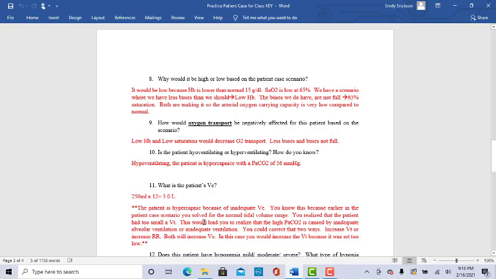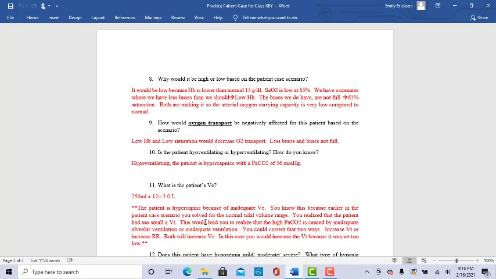The patient is hypercapnic because you have inadequate minute ventilation. You know this because earlier in the patient case scenario, you solved for the normal tidal volume range, and you established really early on that the set tidal volume in the patient case scenario was too small. And we talked about how if you have a too small tidal volume, you are not going to have adequate alveolar ventilation. It's just not going to happen. So your patient has high PaCO2 because of inadequate alveolar ventilation.